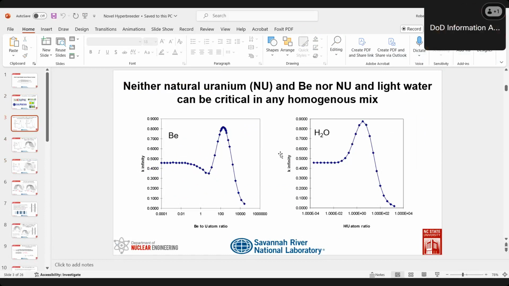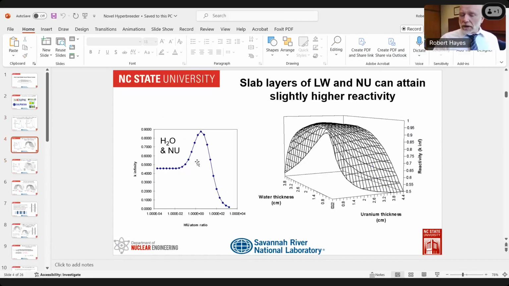Okay. All right. So this is what I was talking about here, where the beryllium and the water never go critical. Here is where you look at the water for a homogeneous case, and on the right you can see for the slab geometry where there's this region up here of maximum multiplication. So you get a lot more reactivity if you have the right combination of thicknesses of water and natural uranium metal, where you can get a much higher multiplication.